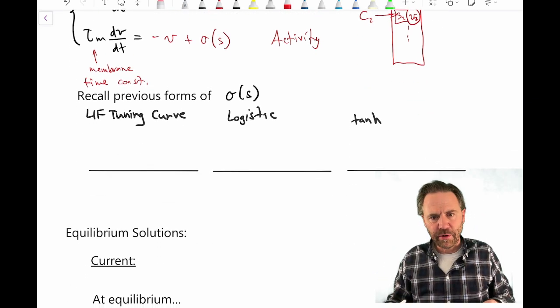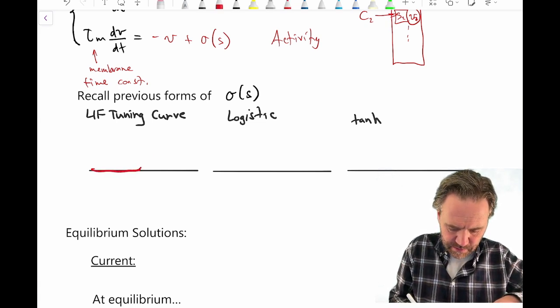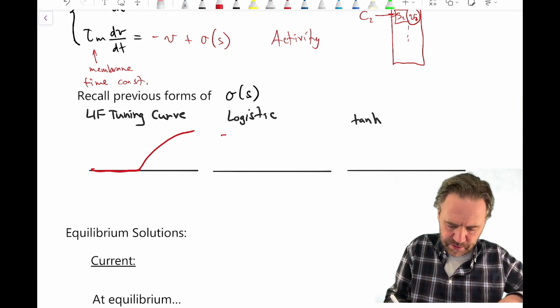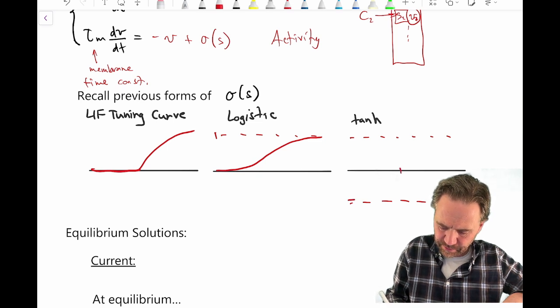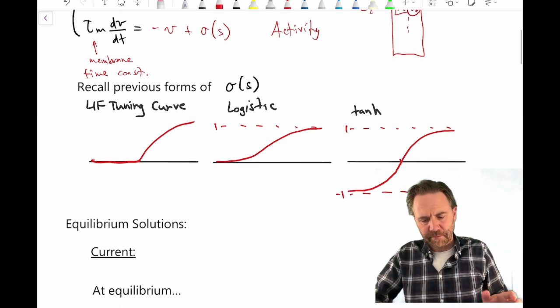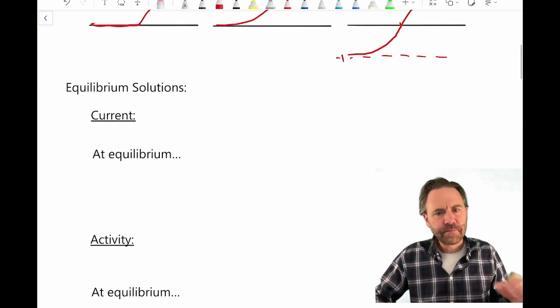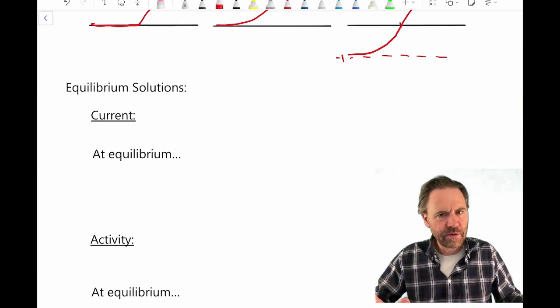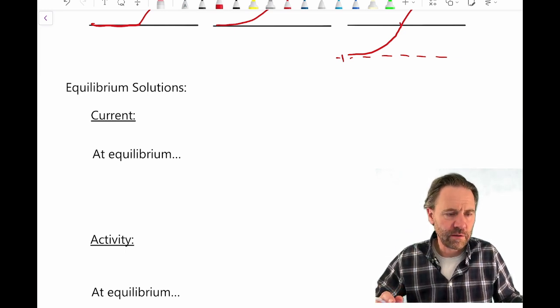All right, so just quickly recall previous forms of sigma of S. There was a LIF tuning curve that looked something like this. The logistic curve, which looks like that. And then the hyperbolic tan function goes between +1 and -1 and passes through 0 along the way. So let's talk about the dynamics of this two-equation neuron model.